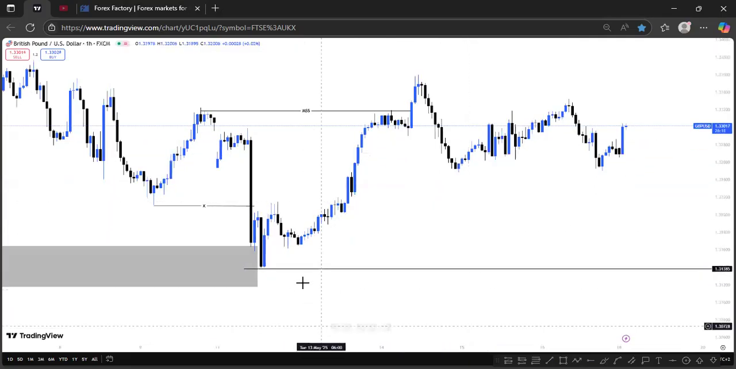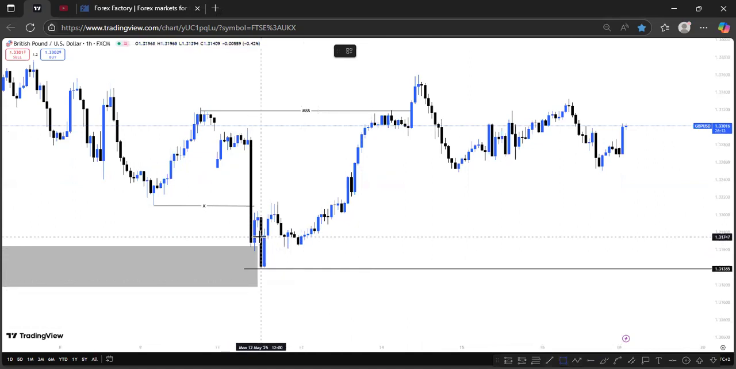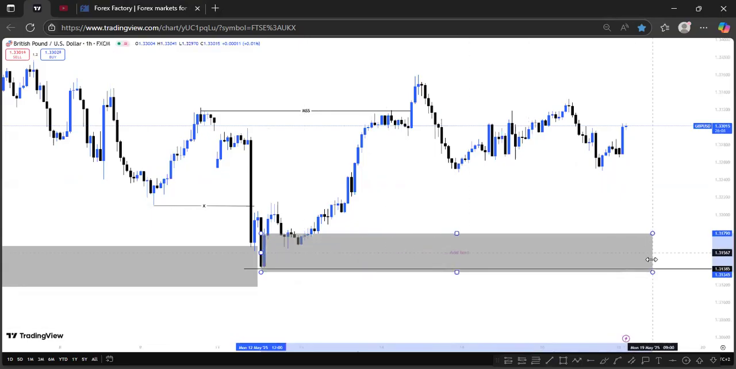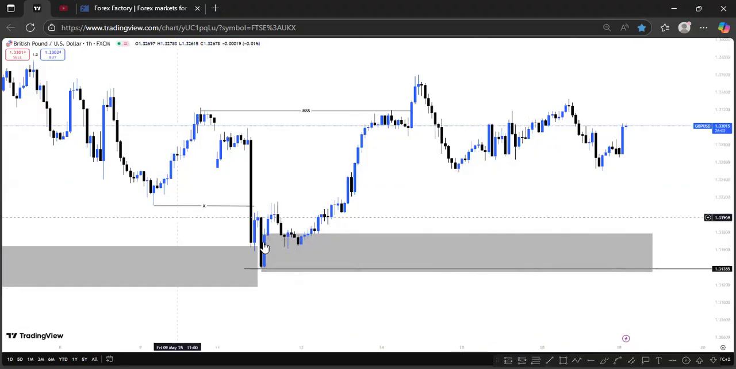Now, the question is, where is the origin of this overall move? The origin started from here. All of this move originated from this other block here. So we are expecting price to drop back into this other block. Now, look at this area here. It shows that it has been mitigated.